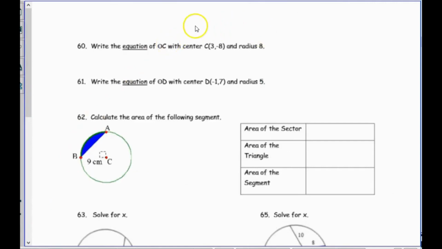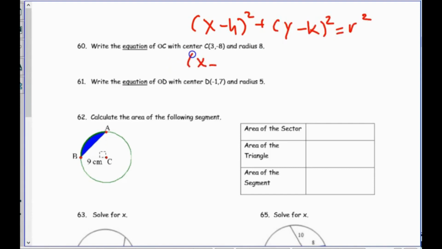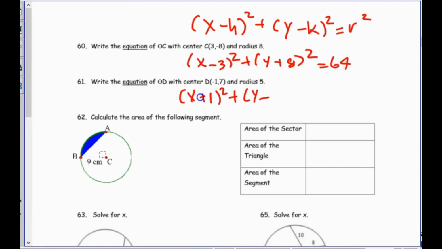Okay, these equations, remember our formula is x opposite of h squared plus y opposite of k squared equals r squared. So on this one, it's going to be x minus 3 squared plus y plus 8 squared equals 64. 8 squared is 64. Okay, x plus 1 squared plus y minus 7 squared equals 5 squared, 25.